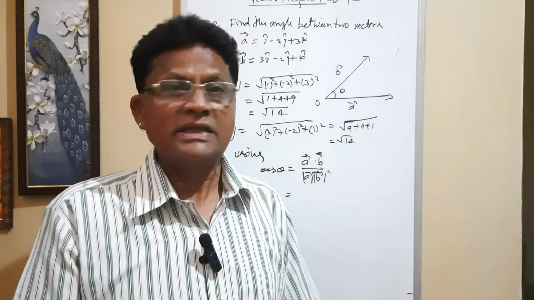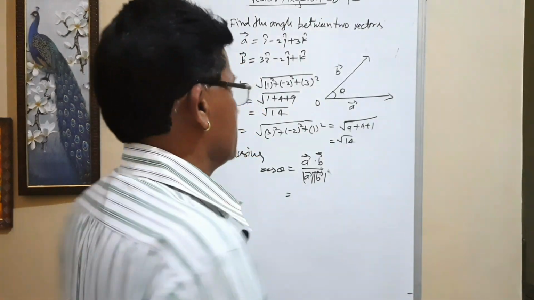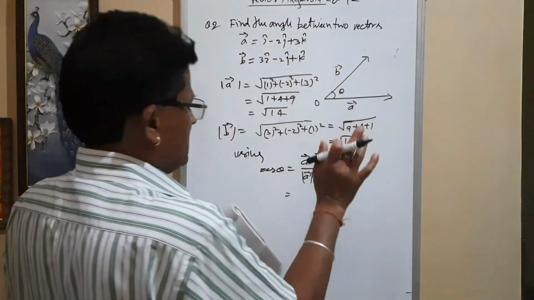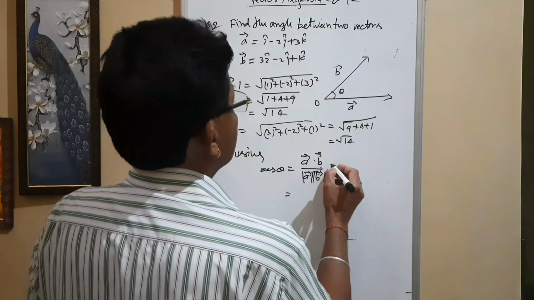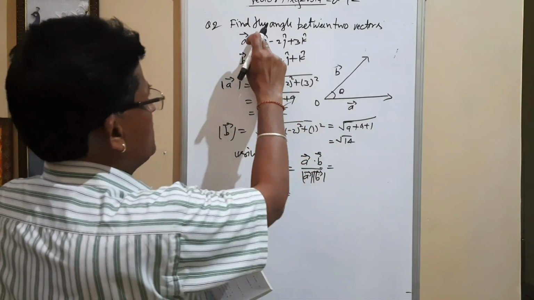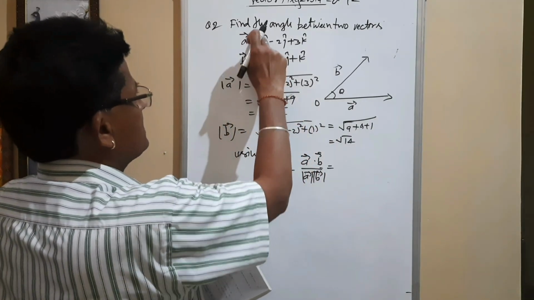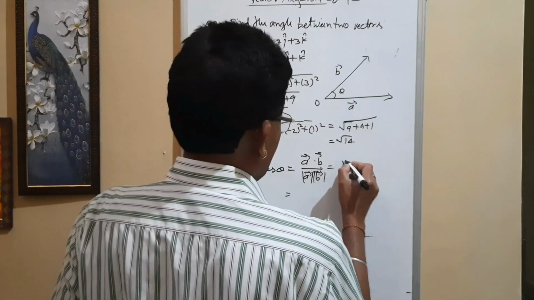Okay, then what will happen? They will be perpendicular to each other. That is why i dot j will be equal to 0, and you will have to find out the dot product of these two vectors, taking only the corresponding scalar components.